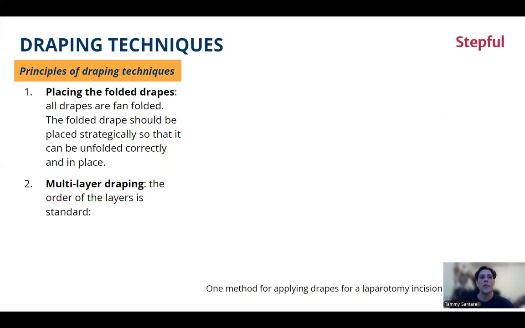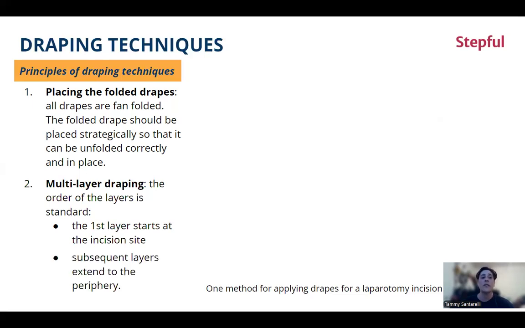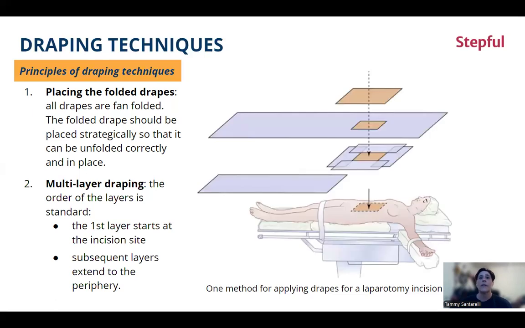Multi-layer draping, the order of the layers is standard. The first layer starts at the incision site. The other layers extend to the periphery. So you can see here, this is where we're going to have surgery. So we would prep this whole area here if this is where we're going to do surgery. This is that full sheet, half sheet, three-quarter sheet, and it's going to come and lay straight down here. It gives us an extra barrier right here.